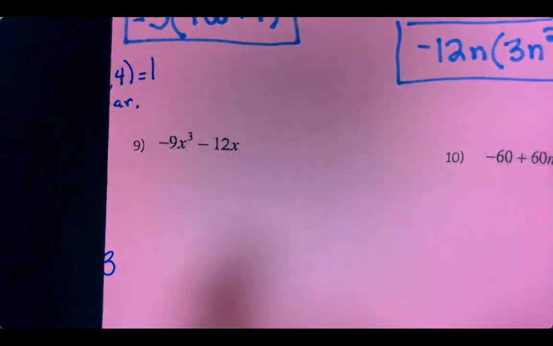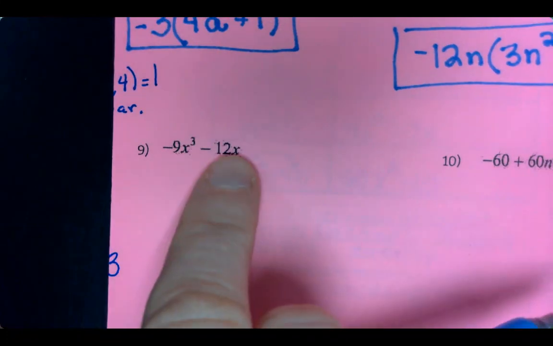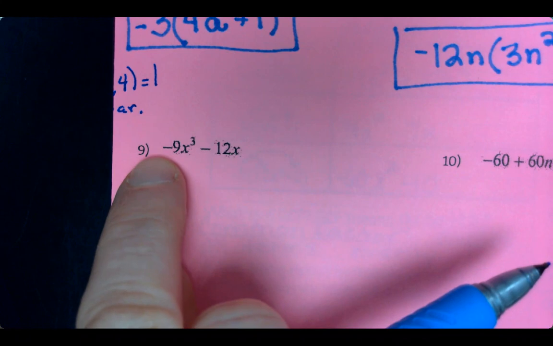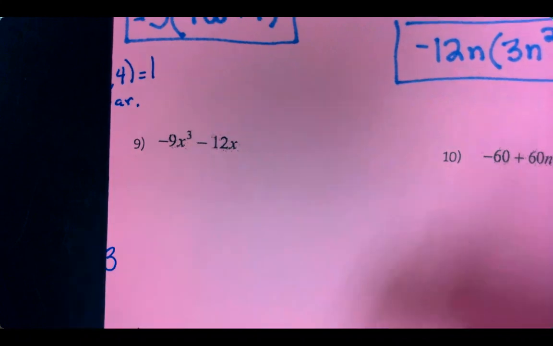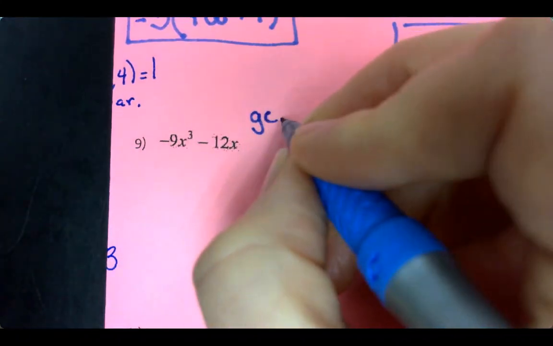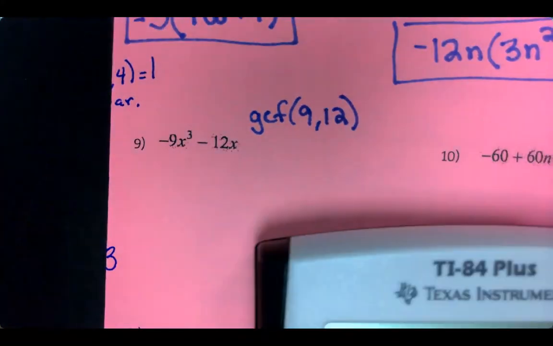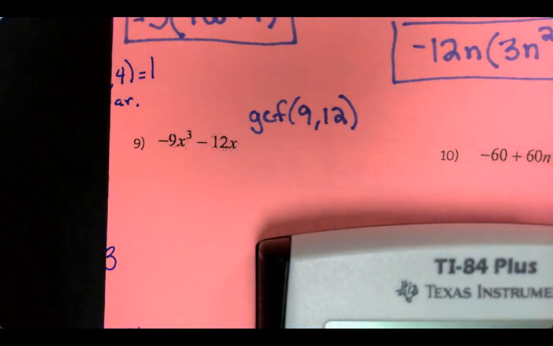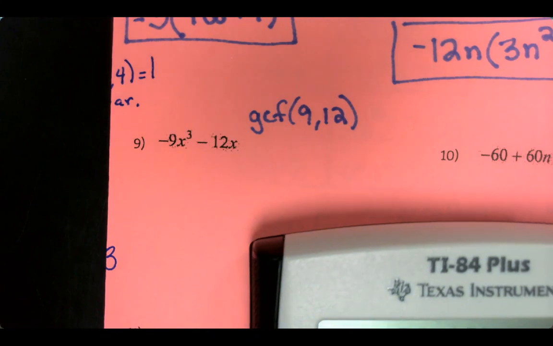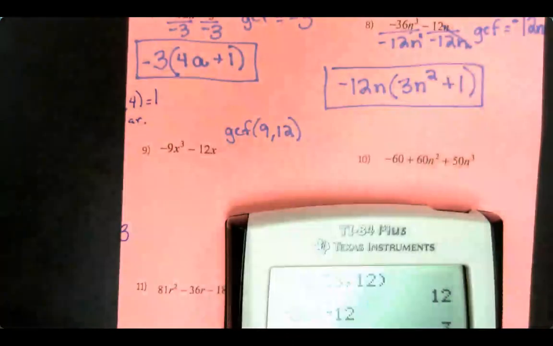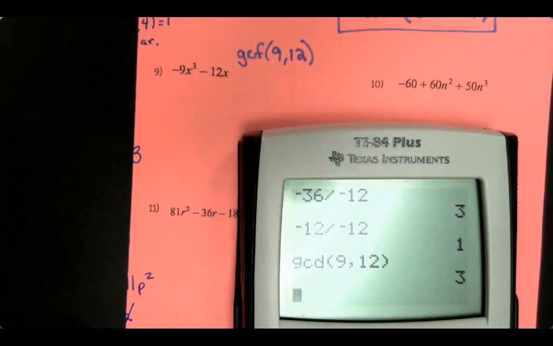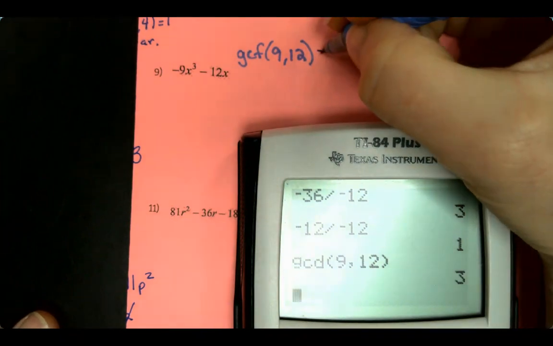This is in the correct order. You have a cubed and then you have a first power. So a negative is out front, so we will pull out a negative. So we're going to do GCF of 9 and 12. And if you're good at doing this in your head, you don't have to put it in the calculator. I just give you that option. So it is a 3.